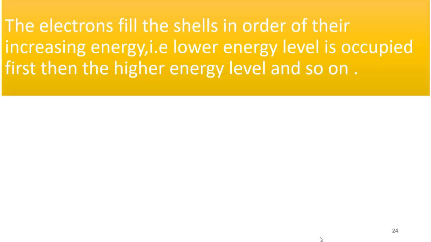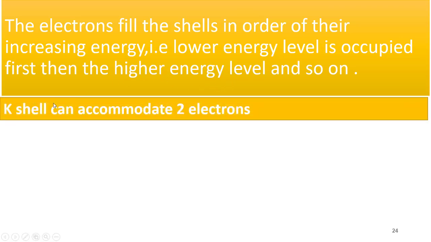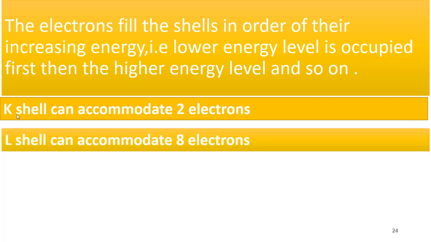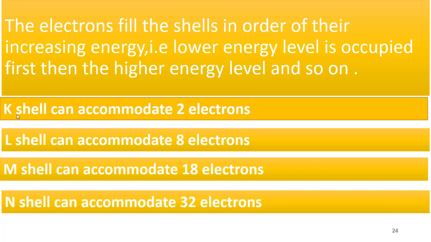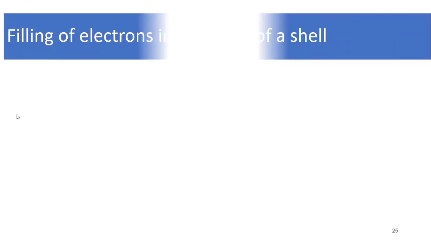Then you learn about the filling of electrons. The electron first fill in lower energy level and then in higher energy levels and so on. You learn about the maximum capacity of a shell to accommodate the electron. K shell can accommodate 2 electrons. K में maximum 2 electrons accommodate हो सकती हैं. L में 8 electrons, M shell में 18 electrons और N shell में 32 electrons accommodate हो सकती हैं.